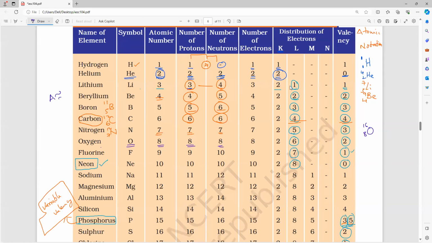Have you noticed it? Atomic mass is approximately double the atomic number. Have you checked it? But it is not always true. I am saying approximately. Are you clear, everyone?